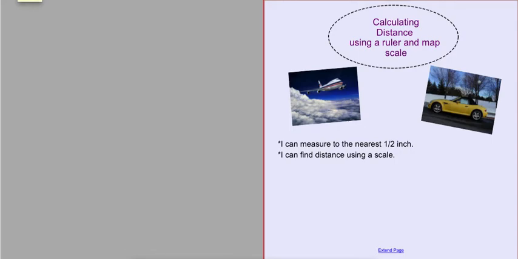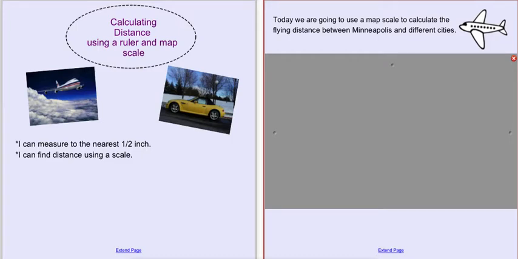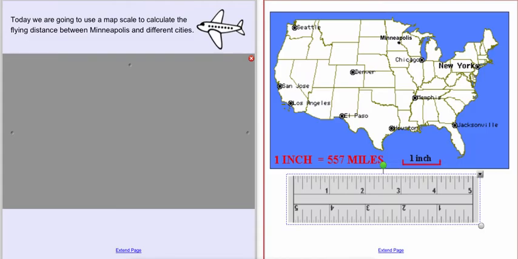Maps have scales on them because in real life we have to show things on paper that we can't have so big, if you know what I mean. So we have to use a scale. We have to shrink it down but still have a way to tell its accurate size or distance. And we're going to do some practice with that today. So we're going to be using a map scale to calculate the flying distances between Minneapolis and some other cities. It's like I am sending you on an all expenses paid trip to two different cities today.